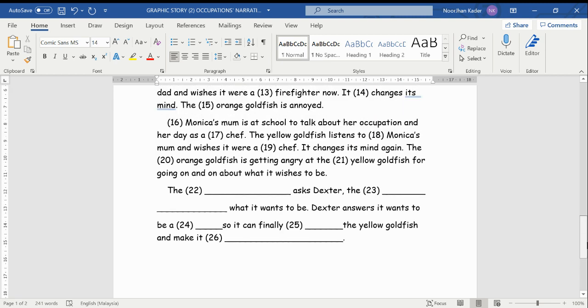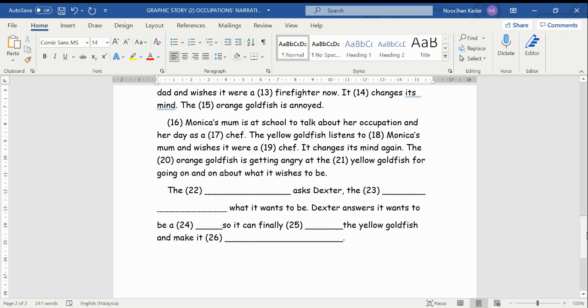Okay, now let's go to the last one. The last one: the dash asks Dexter the dash what it wants to be. So Dexter is actually the orange goldfish. This is not a phrase, this is a clause, the dash what it wants to be. This clause is talking about Dexter, and Dexter is the orange goldfish. So you very well understand that this answer will be the orange goldfish.